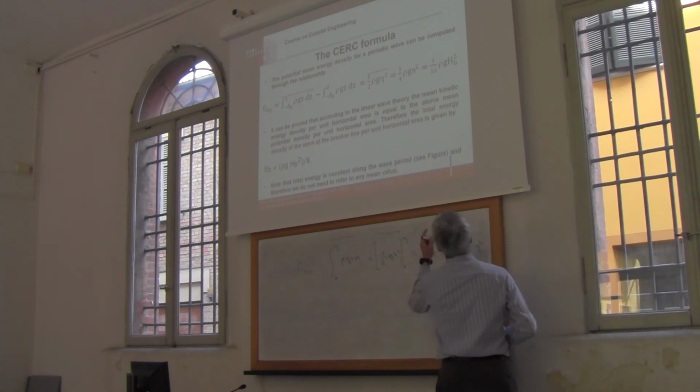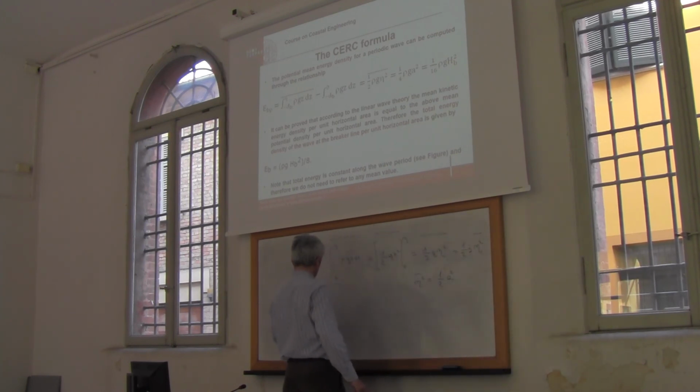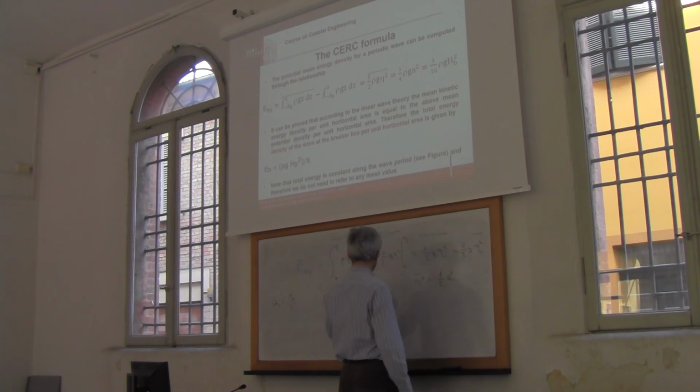And therefore, we can say that E_P is equal to 1/4 g A squared, which is also equal to, given that A is equal to H divided by 2, where H is wave height, we can write that this is equal to 1/16 g H squared.